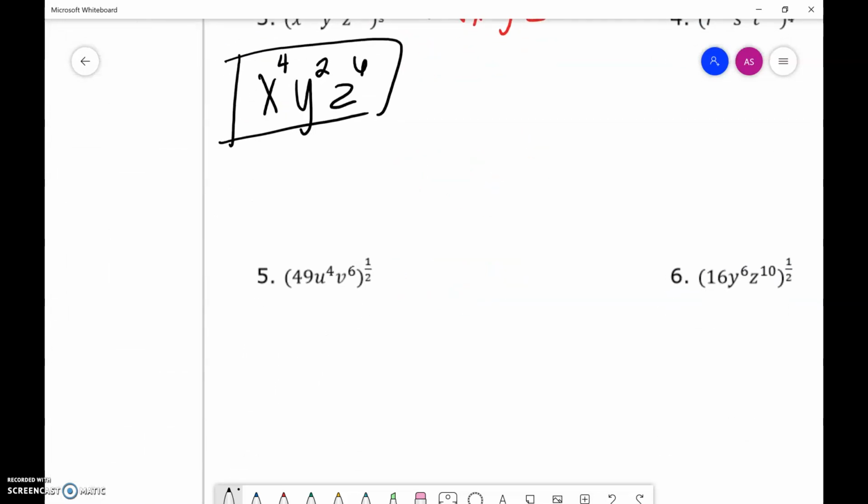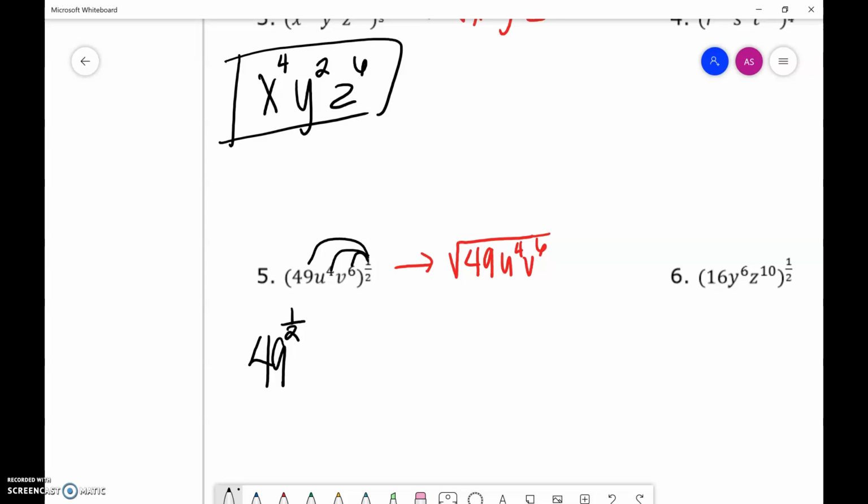Okay, now this one here, you have this to the 1/2 power, okay? So you want to look at this as the square root of 49 u to the 4th power v to the 6th power. Now, if you're doing a power rule, watch really quick because it's a little tricky. A lot of people want to do 49 times 1/2. You have to take this to the 1/2 power. Okay, so for that one, you might want to use a calculator and put that to the 1/2 power so you can get that coefficient that's going to be in front.